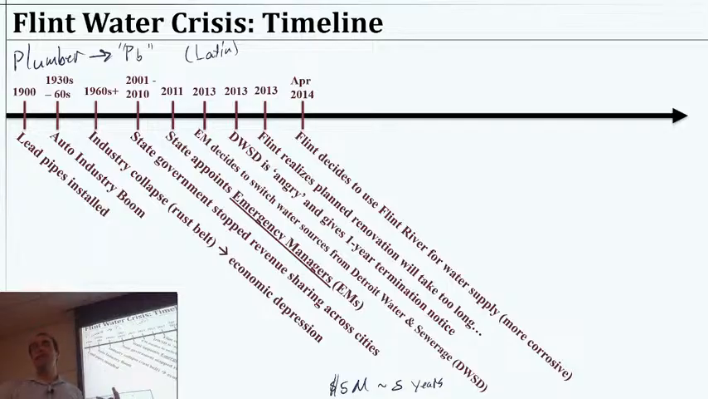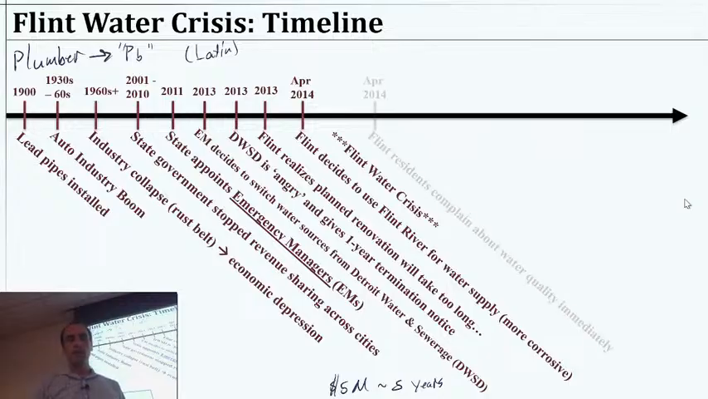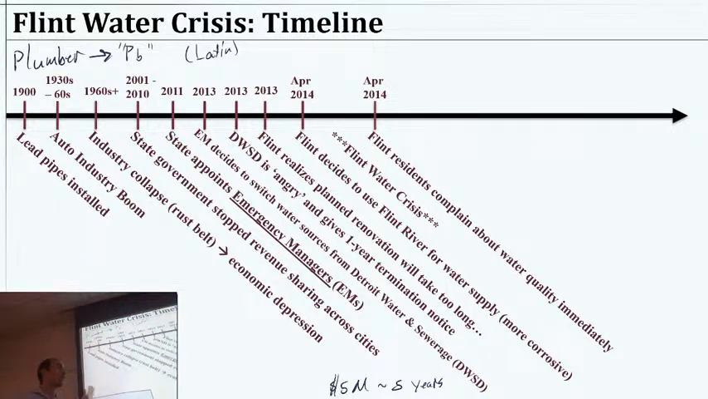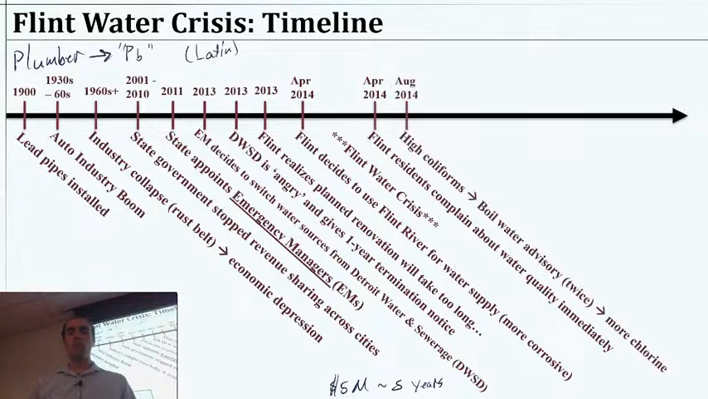As soon as this happened, and they did not add corrosion control to the water as they should have, that's the big issue. So that's the start of our Flint water crisis in April 2014. Immediately, Flint residents are complaining about it. It's immediately obvious to them that there are problems.